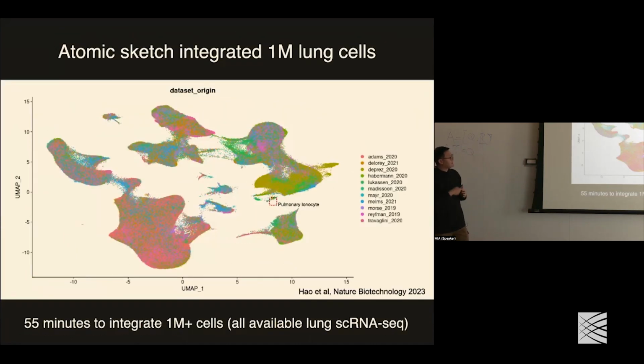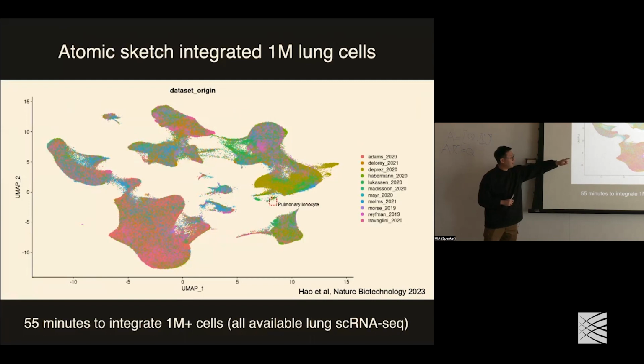This is the result we got for those 11 lung data sets. It takes around 55 minutes to integrate these 1 million cells, and I think that's pretty fast. If we use Seurat, it takes over 24 hours to integrate these 11 data sets.